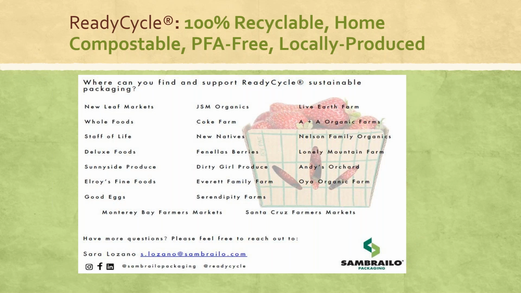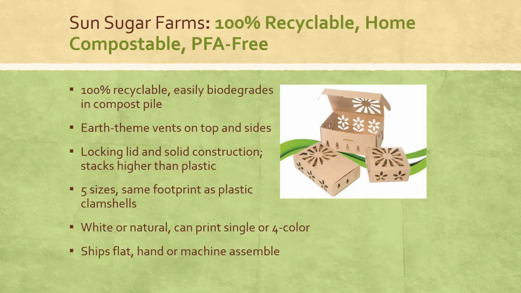Now, over in the Cincinnati area, on the other side of our country, Sun Sugar Farms has developed a 100% recyclable, home compostable container they use for cherry tomatoes, edamame, mushrooms, and more. Their cartons easily biodegrade in your backyard compost pile. They're the same size as clamshells. They stack higher than plastic clamshells, and they ship flat for assembly. Besides, they have these very neat earth-themed cutouts for ventilation.